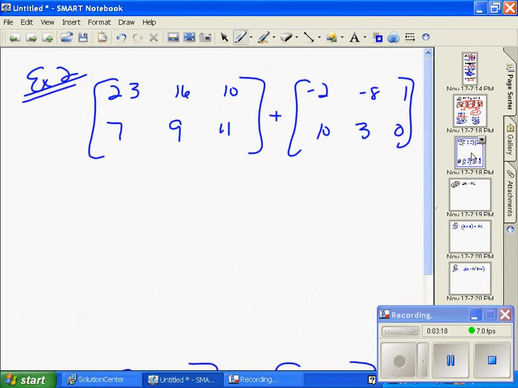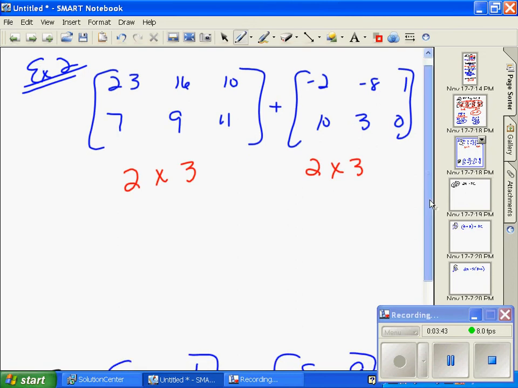Example 2, we're going to be doing addition of matrices here. So if I want to add two matrices, I have to double check, do they have the same dimensions? If they don't have the same dimensions, then just put not possible and then you're done. This first matrix has 2 rows and 3 columns. The second matrix has 2 rows and 3 columns. So they're each a 2 by 3 matrix, so yes, we can add those two together.